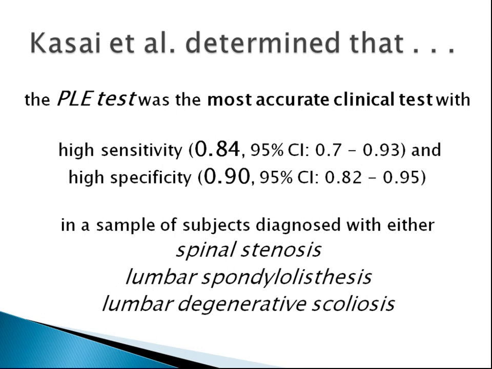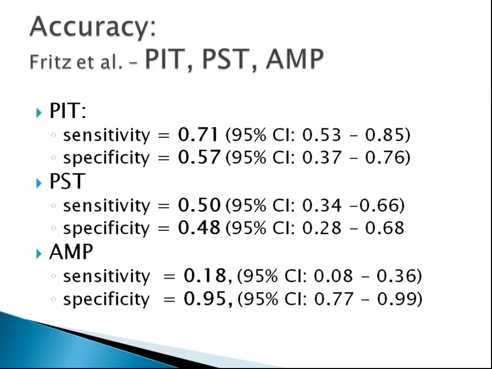Kasai et al. found that the passive lumbar extension test was the most accurate clinical test with high sensitivity and specificity in a sample of subjects diagnosed with spinal stenosis or lumbar spondylolisthesis or lumbar degenerative scoliosis. Also for accuracy, Fritz et al. determined that for the prone instability test and posterior shear test, sensitivity and specificity were not good. For aberrant movement patterns, specificity was quite high while sensitivity was quite low.